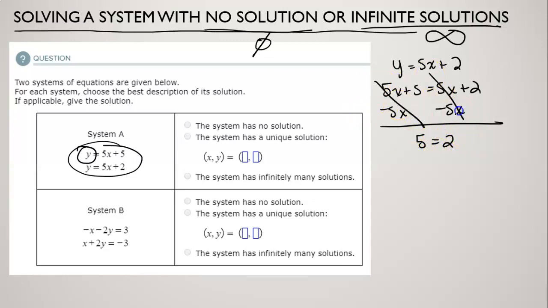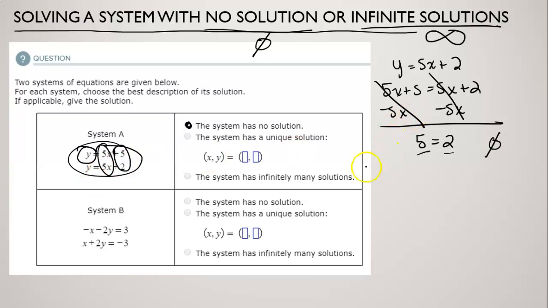All right, here's what will happen. Your x's both eliminated, and now this is a scale that will always be unbalanced. 5 does not equal 2. That's impossible, and so what that means is there is no solution. If you looked at this here, you would have known that by looking at your slope. The slopes are the same, and the y-intercepts are different, so these are parallel lines.